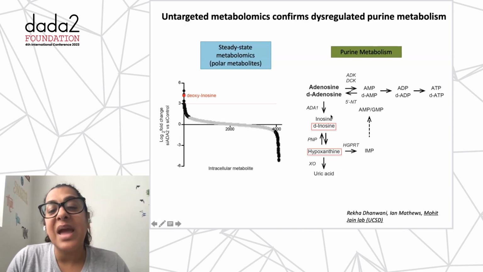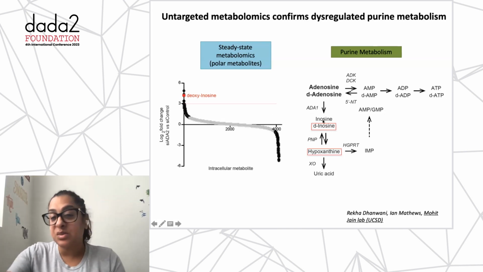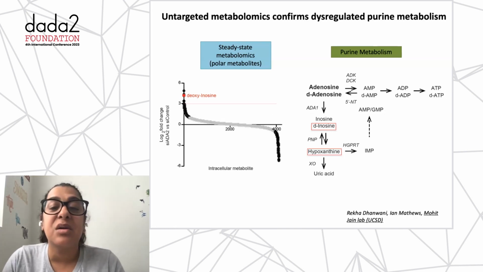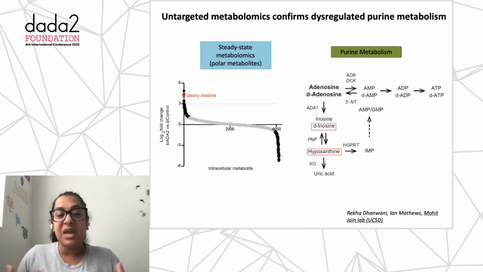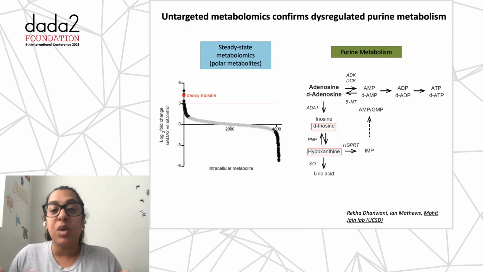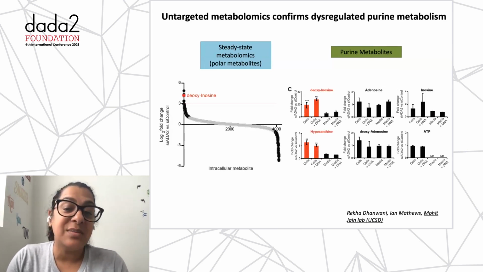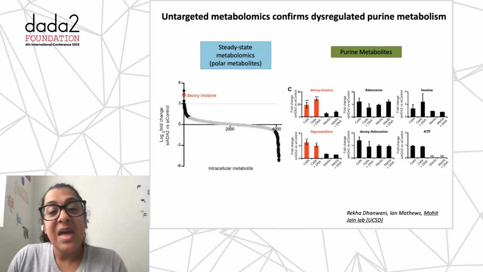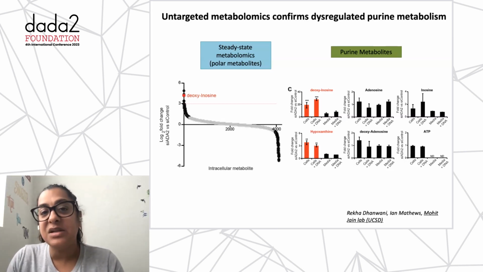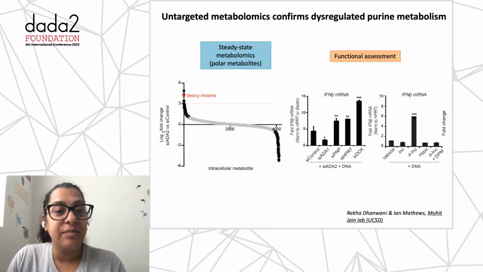And as you can see on the right-hand side, deoxyinosine lies right in the intracellular purine metabolic pathway. And this makes sense, that if we're perturbing ADA2, we're perturbing purine nucleoside metabolism. In this case, we observe, as shown in red, an upregulation of deoxyinosine and also its immediate metabolite, hypoxanthine. And this confirmed to us that ADA2 knockdown cells are dysregulated in their metabolism.